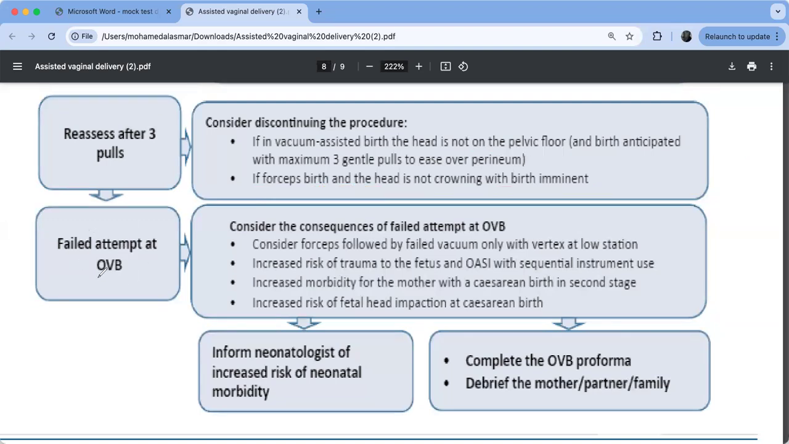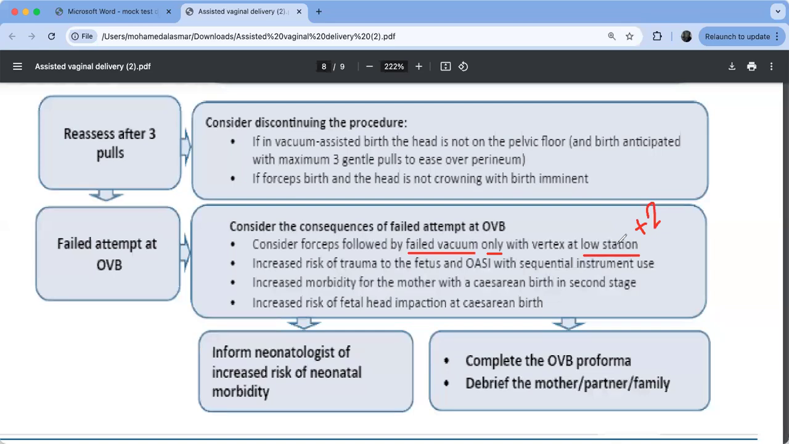Failed attempt of operative vaginal delivery. Consider the consequences of failed attempt of OVD. Consider forceps followed by failed vacuum only with vertex at low station. So if I fail the vacuum and I have a low station, can I continue with forceps after vacuum or not? Low station equals +2, so I will follow a failed vacuum with forceps only if it is +2.